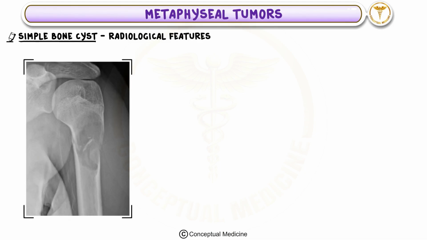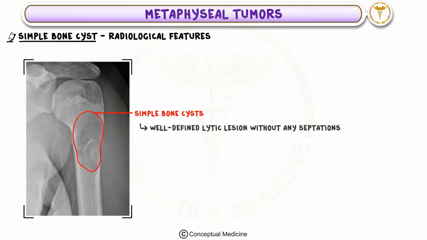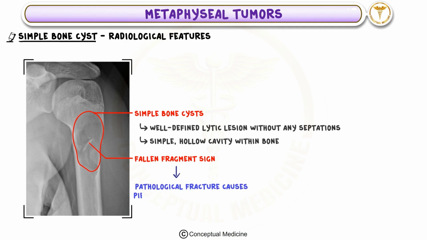Radiological features. Simple bone cyst appears as a well-defined lytic lesion without any septations. It's a simple, hollow cavity within the bone. One of the key imaging signs to remember is the fallen fragment sign, which occurs when a pathological fracture causes a piece of bone to fall into the cyst. This is a classic feature seen on X-rays.